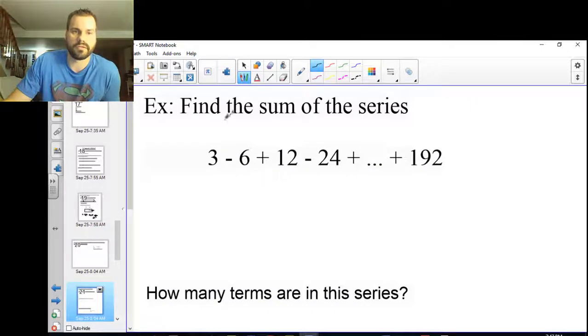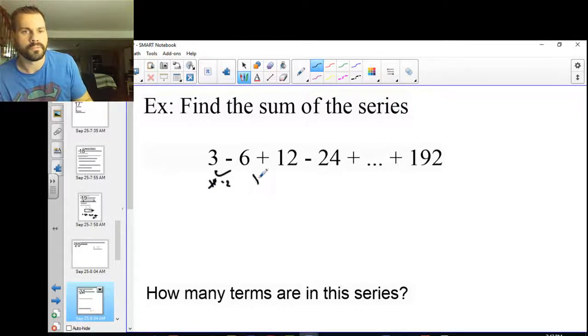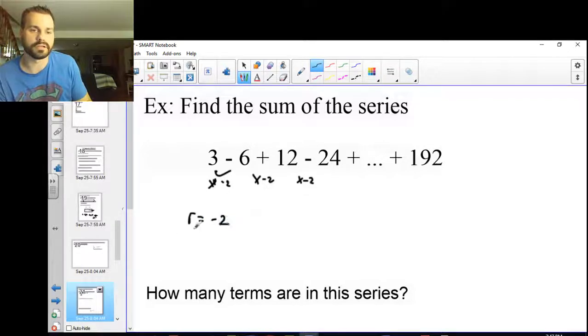But if you look at this, it says find the sum of the series. So the first thing you have to decide when you look at this is, is it arithmetic or geometric? And if you notice, you're just multiplying by -2, right? You're multiplying by -2 to get -6. And then if you times by -2 again, you get 12. And then if you times by -2 again, you get -24. So it is a common ratio, first of all, and it's -2. And then the first term is 3.